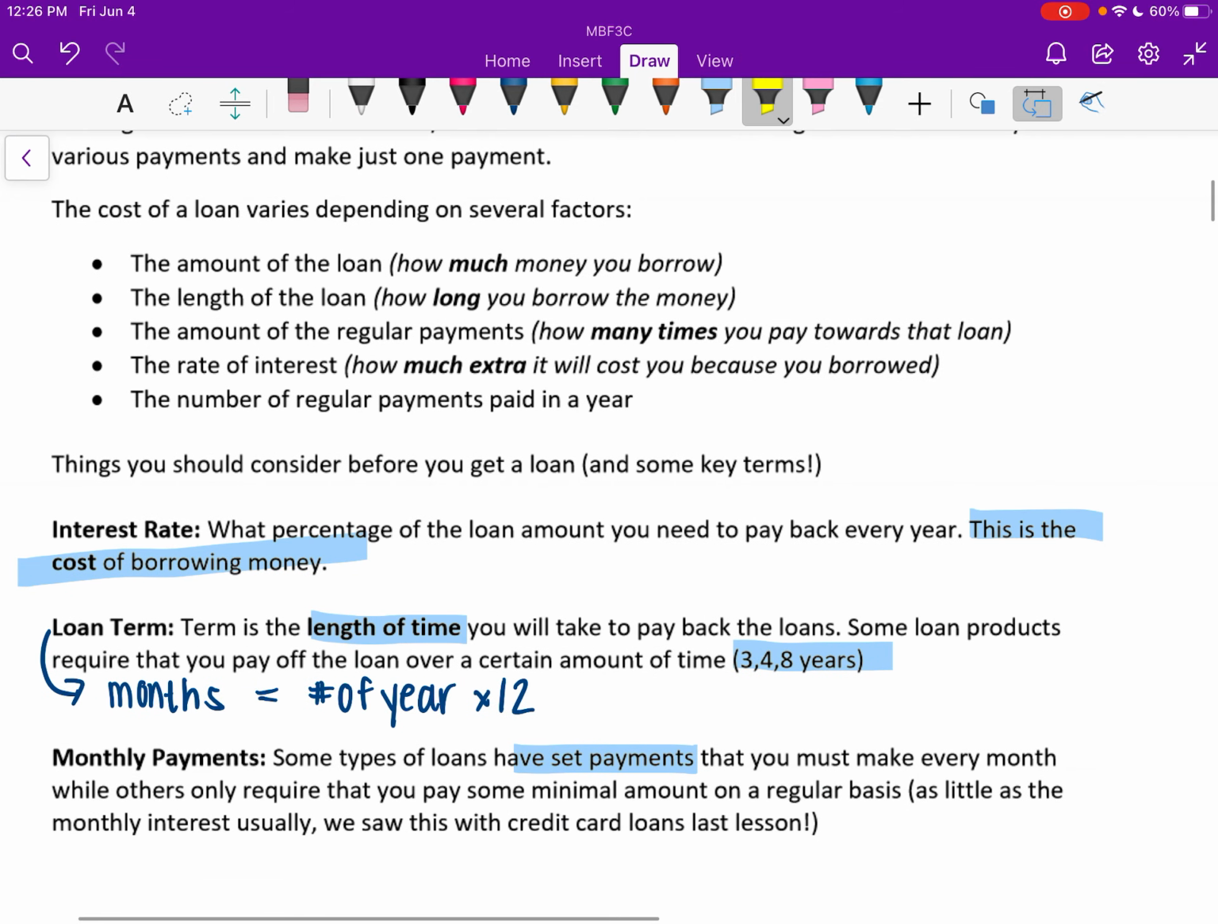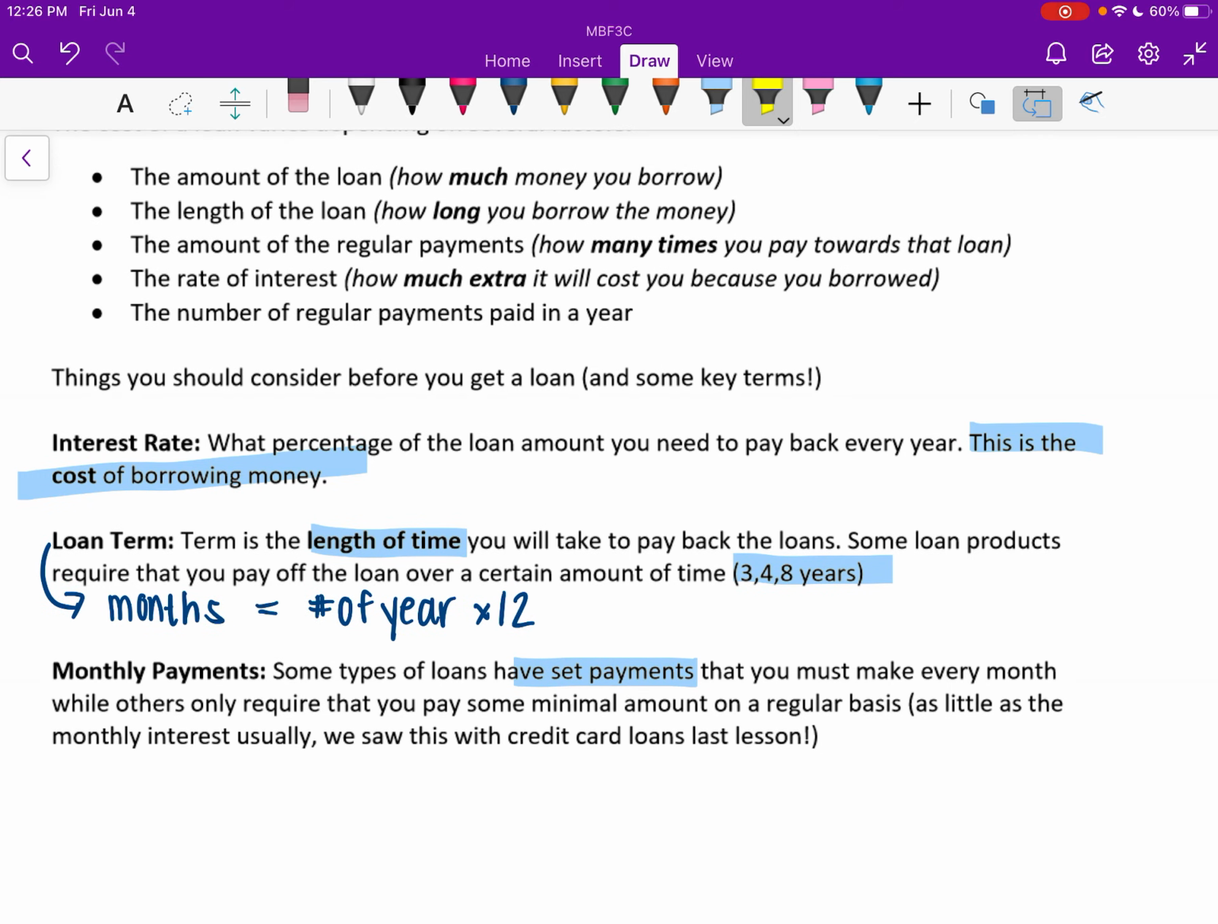Things that you should consider before you get a loan, and there are some key terms that you should know. The first thing is always the interest rate, right? What's the percent of your loan amount that you need to pay back every year? So how much is it going to cost you on top of the money that you're already borrowing to actually borrow the loan, right?